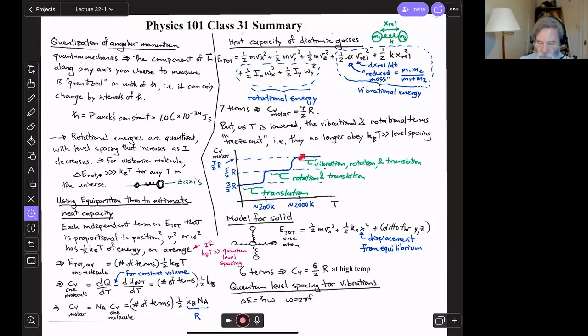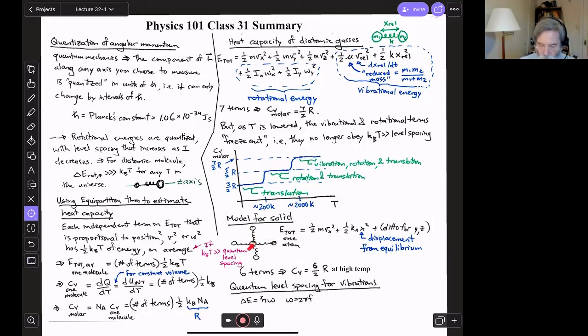As we cool the system, first we get to the regime where kBT becomes comparable to the energies associated with vibrations, the quantum level spacing associated with vibrations. So those terms freeze out, and the heat capacity goes down to 5/2 R. And then at a lower temperature, kBT becomes comparable to the level spacing for rotation. So those terms freeze out, and we get down to a final value of about 3/2 R at very low temperatures.